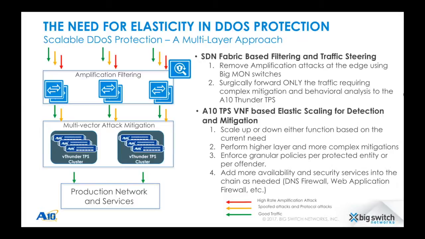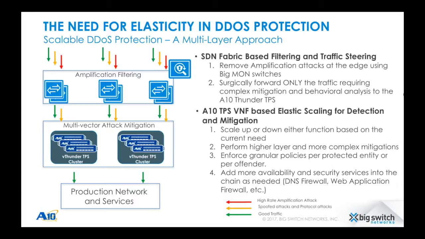The idea here is we have a well-known attack signature that can be plugged into these switches, to actually program the switch chip itself to drop those at the edge where they really should be dropped. And then we can surgically forward only the traffic requiring mitigation and some other behavioral analysis to devices that do higher layer analytics like the A10 Thunder TPS.